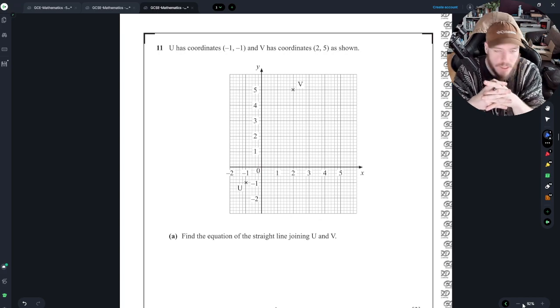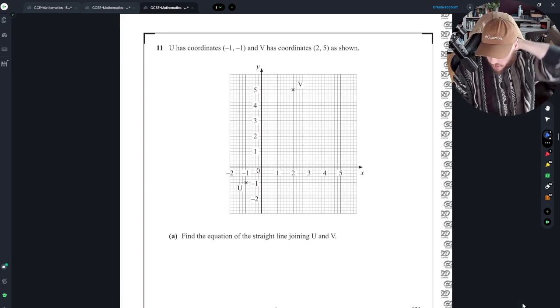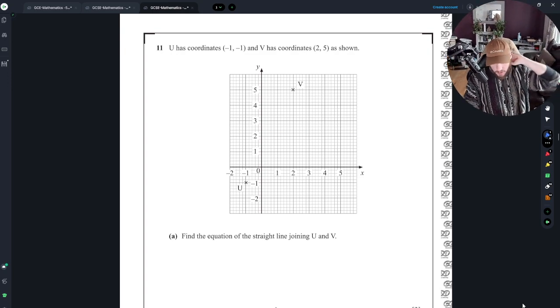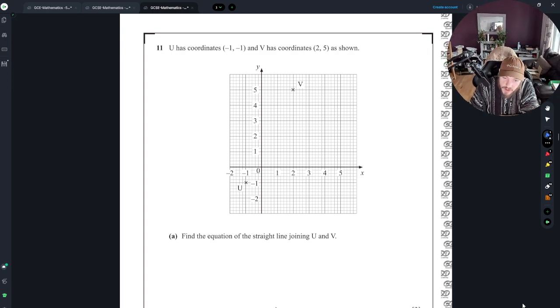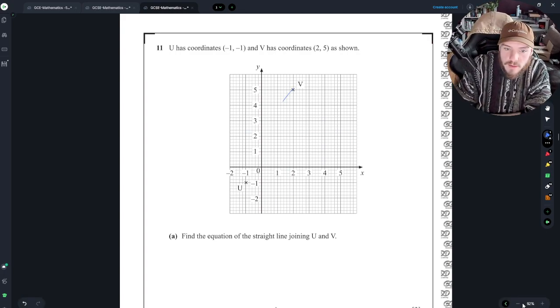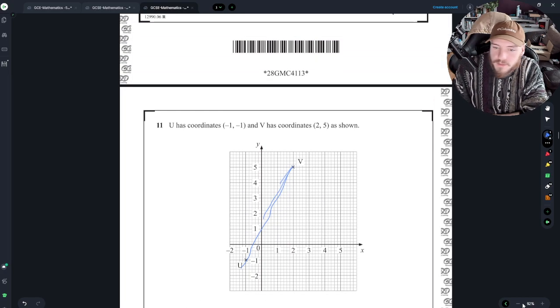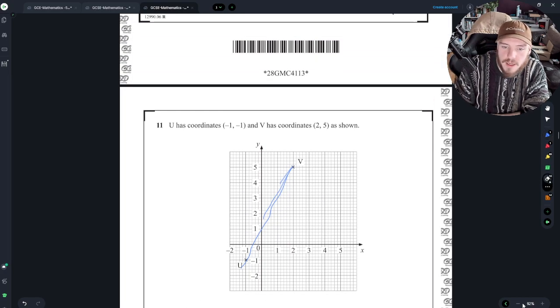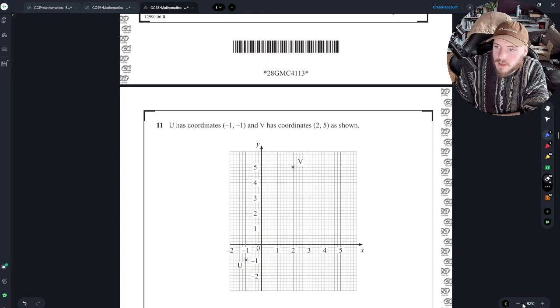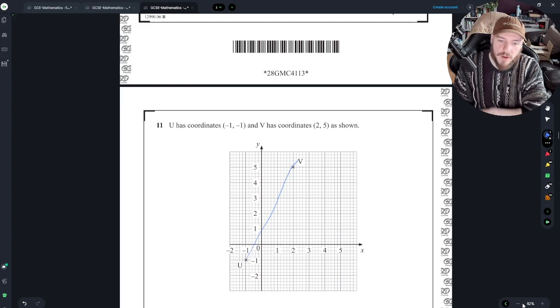All right, so u has coordinates -1, -1, and v has coordinates 2 and 5 as shown. Find the equation of the straight line that joins u and v. So what I'm going to do here is try and join these points up. As you can see, I'm having a great time here trying to draw. Let me rub out these lines, and let me just do one line straight through.